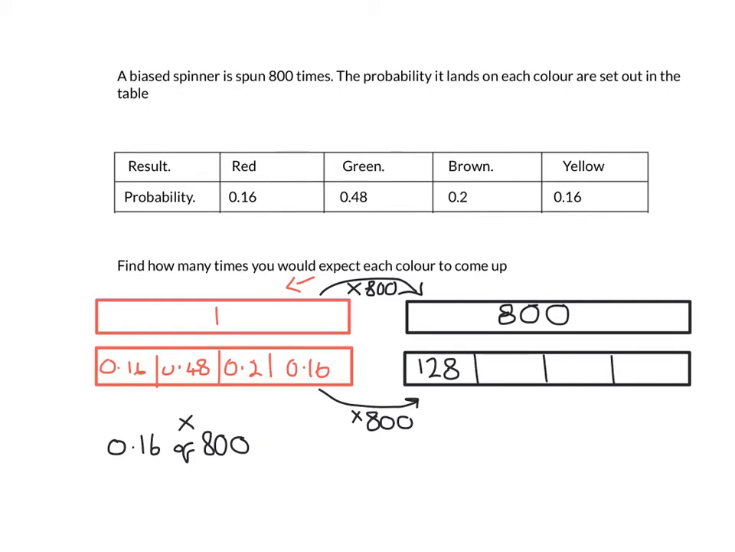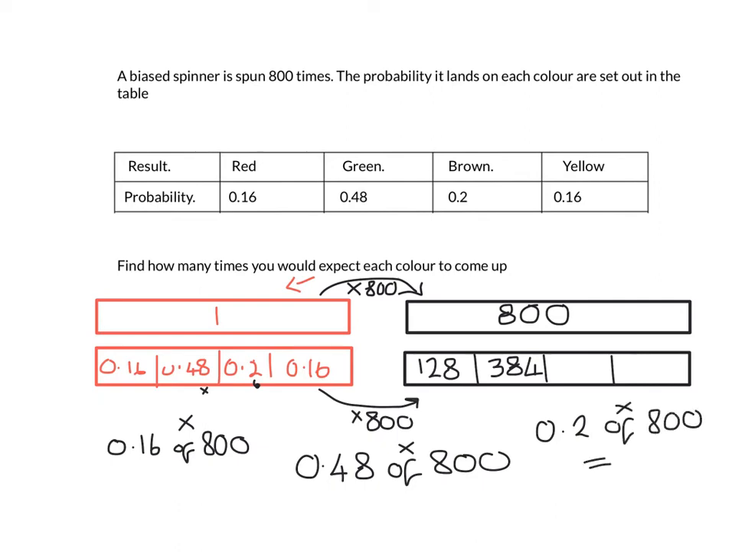And again, we're going to be doing 0.48 of that proportion of 800, so 0.48 times 800, which is 384. We're then going to be doing 0.2, that proportion of 800. Of in maths is times, so it's 0.2 times 800, which is 160. And the last one is 0.16 times 800, which we've actually already done. It was the first one that we did, 128.